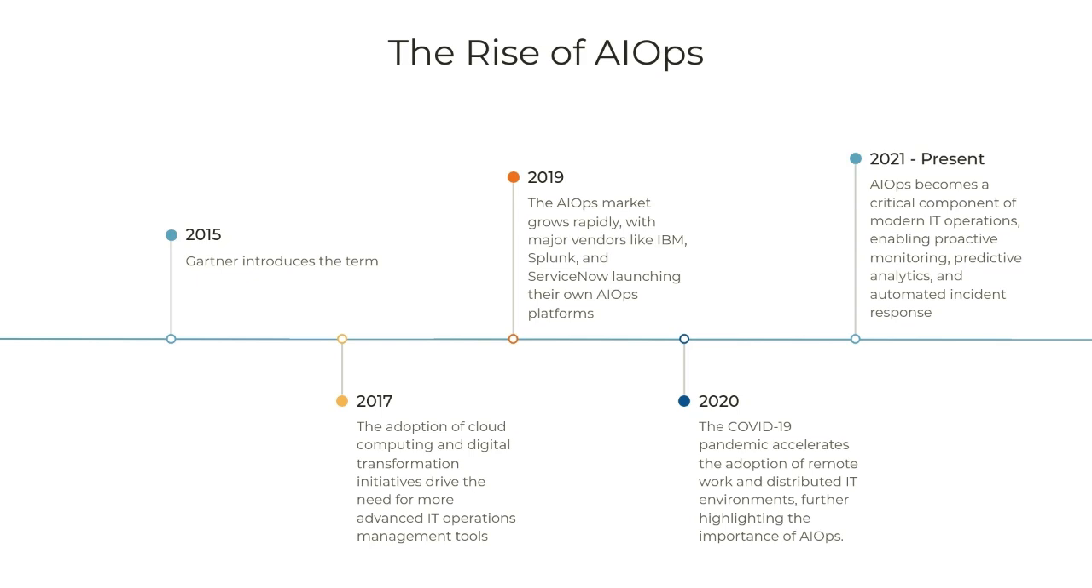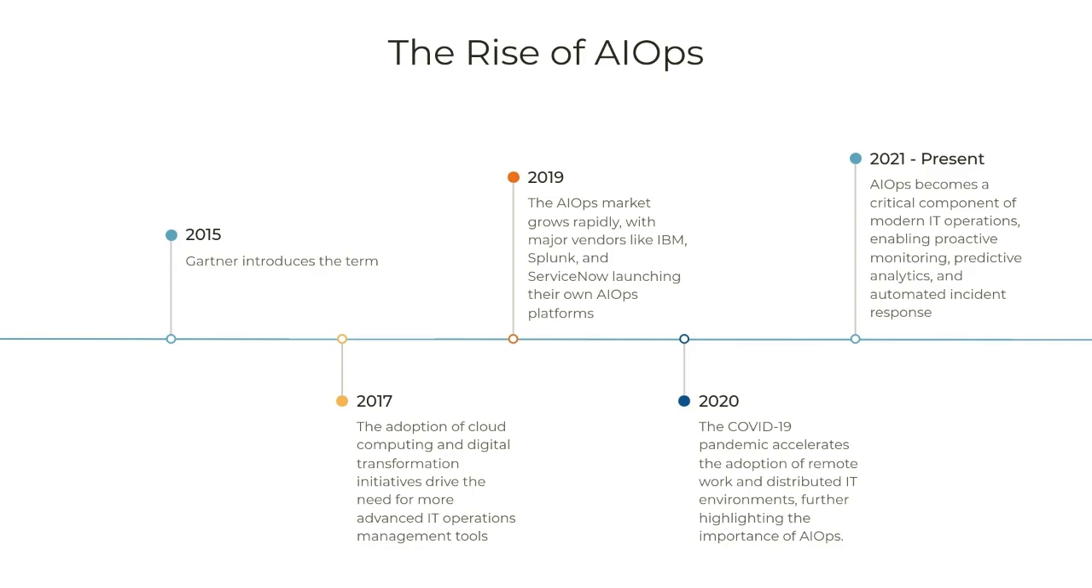And in 2020, then came the big shift. The COVID-19 pandemic changed everything. Suddenly, remote work became the norm, and IT environments had to adapt to being distributed across different locations. This accelerated the adoption of AIOps even further because companies needed to maintain operations without having all their staff in one place.